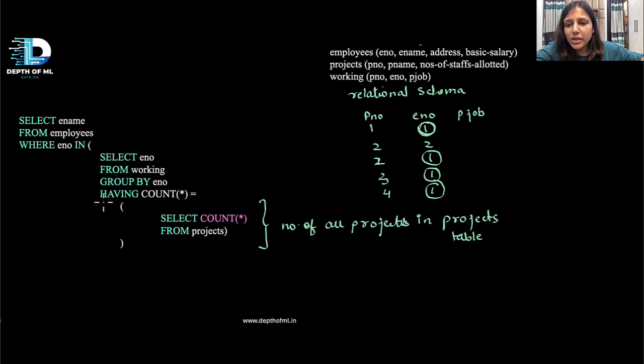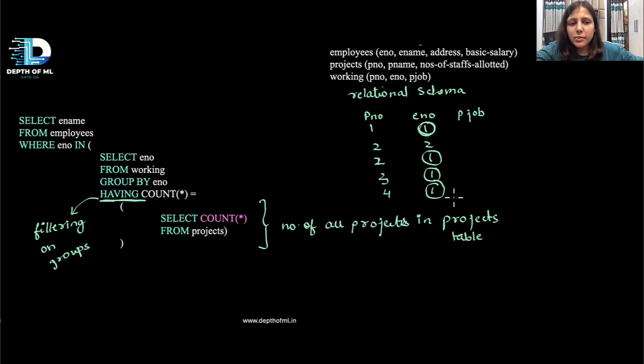So we know that having basically operates, it does a filtering on the groups created, filtering on groups, right? So we'll create a group by the employee number, the E number, and we'll count how many rows each group has.